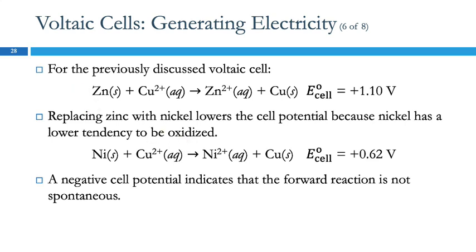We can also end up with a negative cell potential. And what that means is that the forward reaction is not spontaneous. The reverse reaction would be spontaneous.